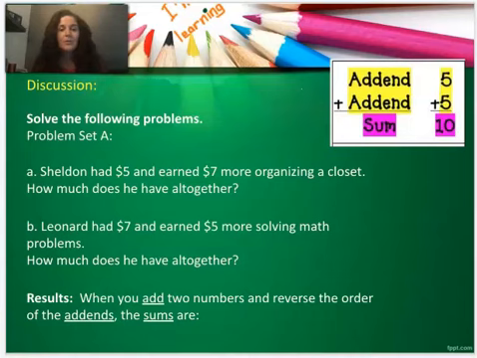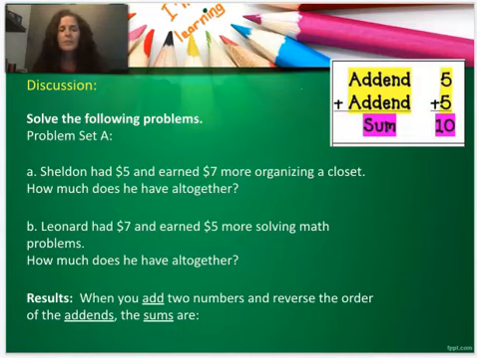Then the second problem: Leonard had $7 and earned $5 more solving math problems. How much does he have altogether? So notice that that problem is different than the first problem. It's a different context. It uses the same numbers, but something has changed. So write down your number sentence for that. We'll check those number sentences in a second.